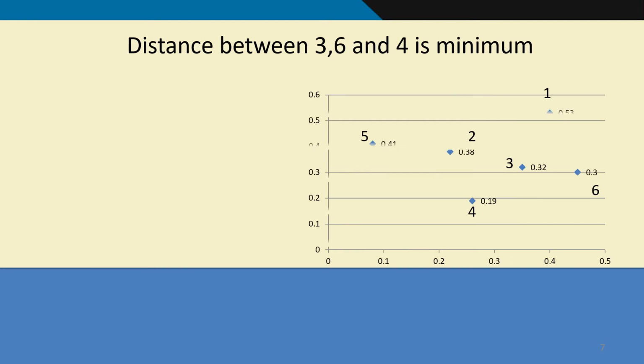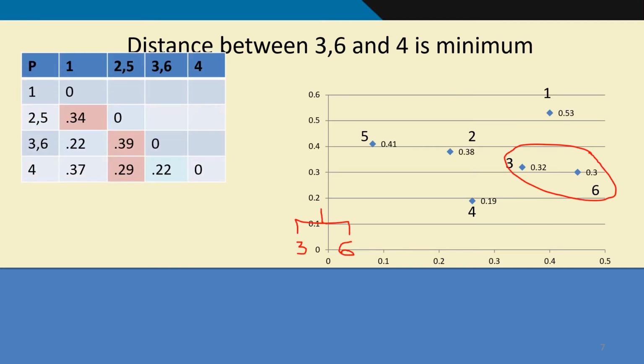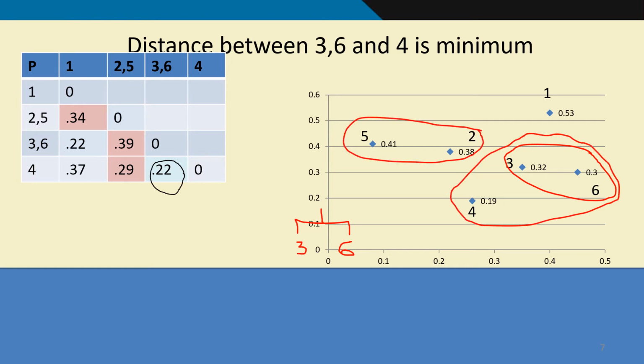So let's pick up the latest distance matrix and move ahead. We find that 0.22 is the least number. So we will be combining the cluster 3, 6 with 4. This was the cluster already there with us. Now we are combining 4 with 3, 6. So the latest dendrogram would look like this.